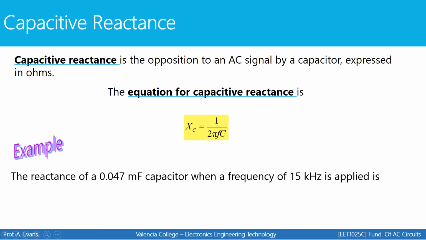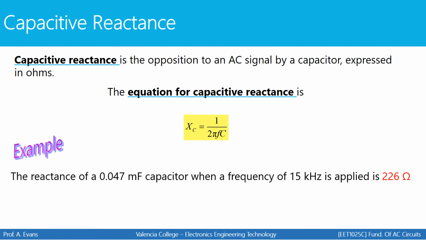So if we're going to calculate the capacitive reactance of a 0.047 millifarad capacitor when a frequency of 15 kilohertz is applied, we're going to plug 15 kilohertz in right there. We're going to plug the 0.047 millifarads in right there for C. We're going to do 1 divided by 2 pi fc, and you'll get 226. Now the unit for capacitive reactance is ohms. We're going to treat that like an impedance, like we would treat a resistance value.